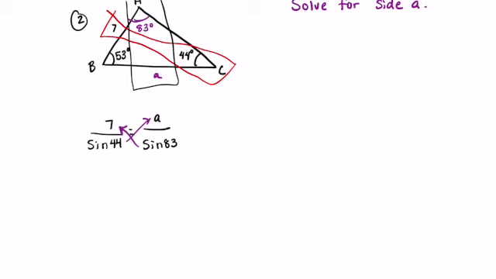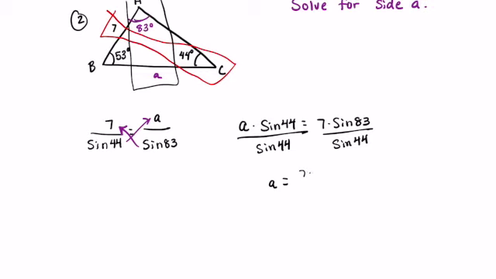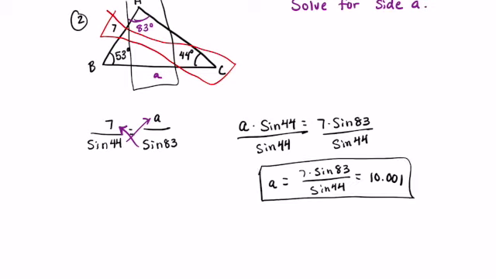Cross multiply. That gives me a times the sine of 44 equals 7 times the sine of 83. Isolate a, so we're going to divide both sides by the sine of 44. And that gives me a equals 7 times the sine of 83 divided by the sine of 44, which equals 10.001. And that's it. We solved for a.